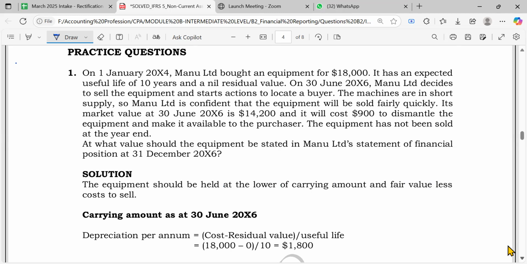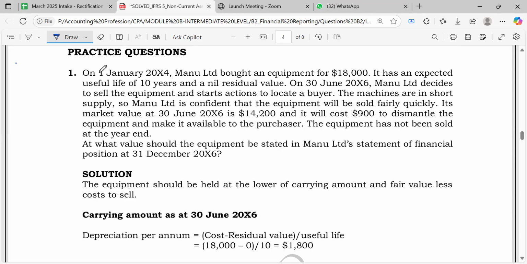It's connected to inventory and a bit of investment property. Great. Now let's read the question. It's just a short question. If the question is short, you can just read it from the top, but if it's long, you have to know the requirement.